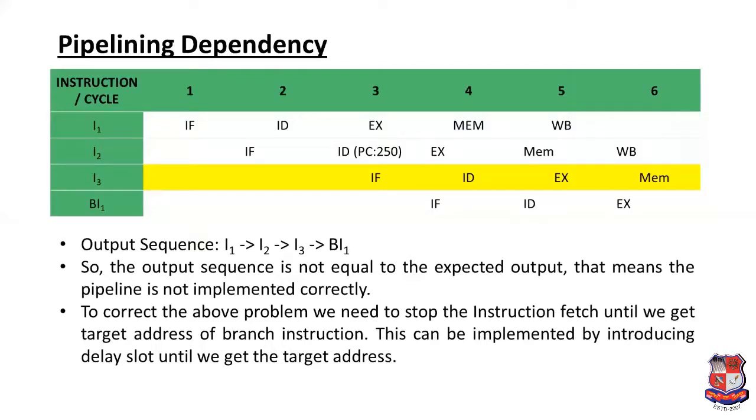So the output sequence is not equal to the expected output. That means the pipeline is not implemented correctly. To correct the above problem, we need to stop the instruction fetch until we get the target address of the branch instruction. This can be implemented by introducing a delay slot until we get the target address.